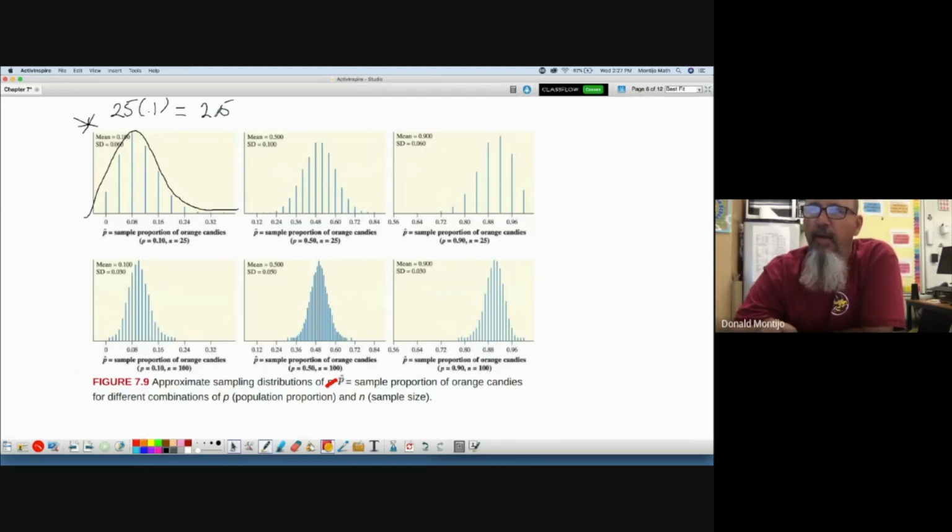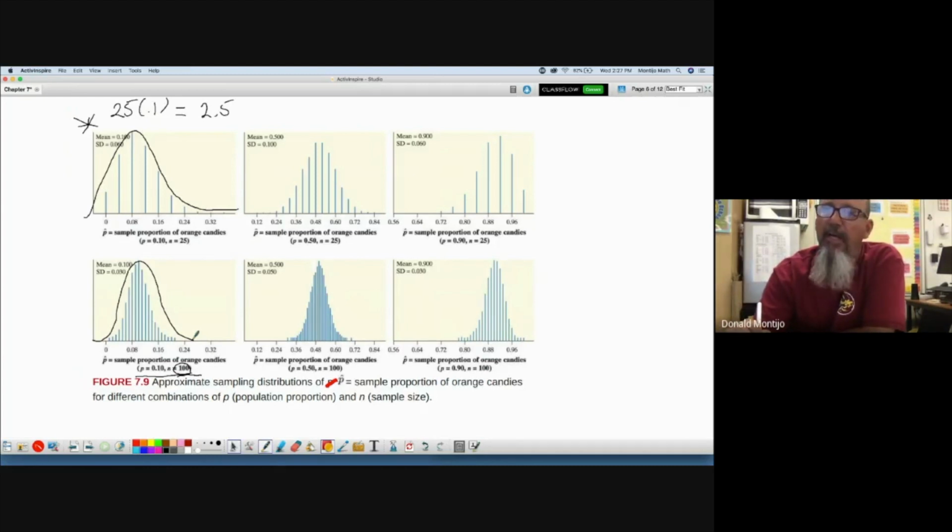Okay. Now, down bottom, p was equal to 0.1 once again. Same proportion of orange candies. 10% of all the candies in the bag were orange. If we took an SRS of size n equals 100 now, look at this distribution, it does appear to be normal. Why is this one down bottom approximately normal when the one above is not? Well, because the one down bottom meets the rule.